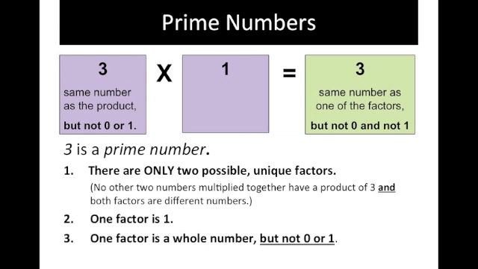So, for instance, the number 3. 3 can be multiplied by 1 and still give me back 3, but there's no other way to break down the number 3. Those are the only two possible factors of that number. Therefore, 3 is a prime number. So, one of the factors is 1, and the other factor is a whole number other than 0 or 1, in this case, 3.